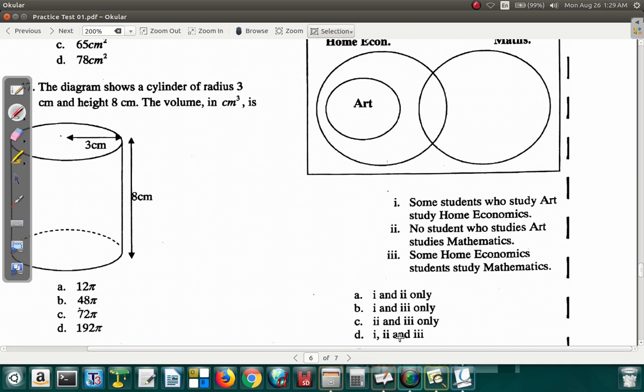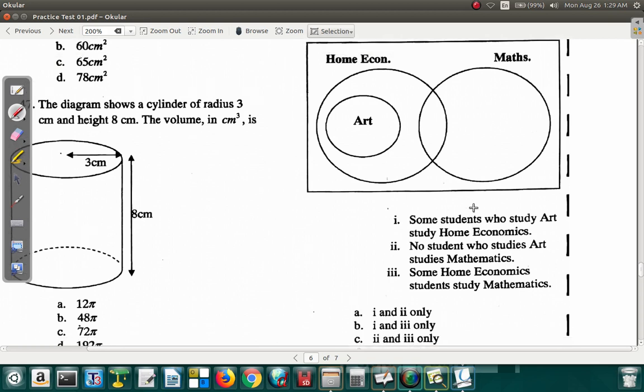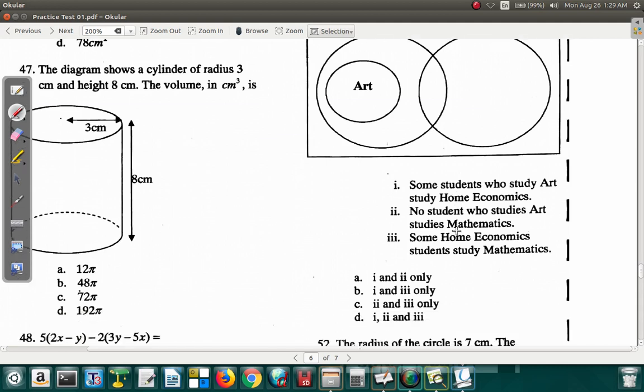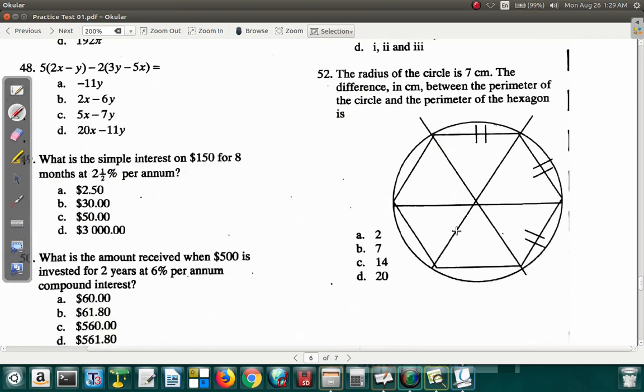So if the person was saying that if they were dealing with logics in mathematics, D would be the correct answer. But anyway, hope this is sorted out. There's some issue and confusion with whether one is valid, but in mathematical logics, one would be valid. So the answer would have been D. But anyway, let's look at 52.